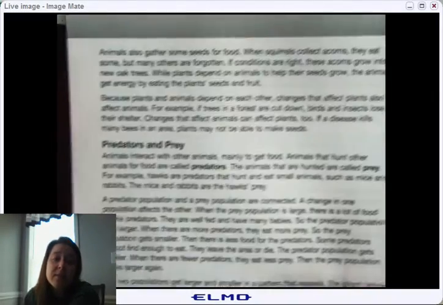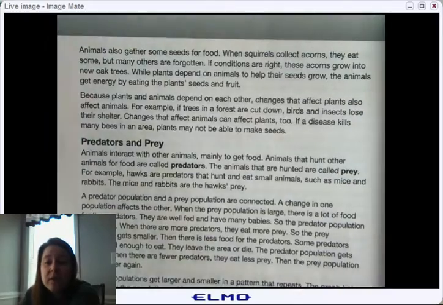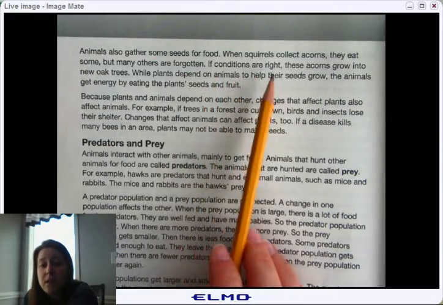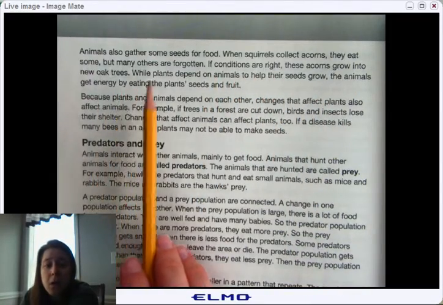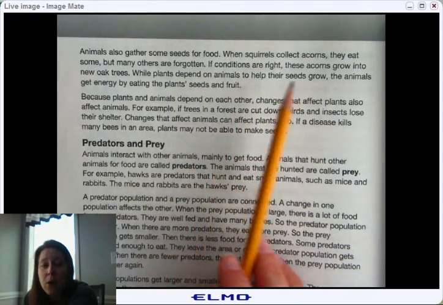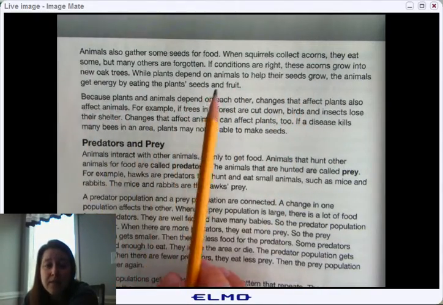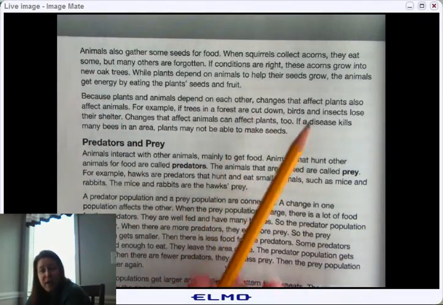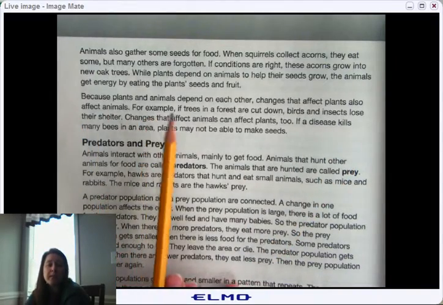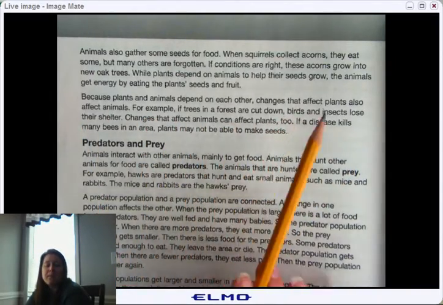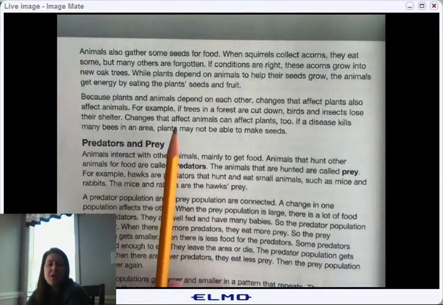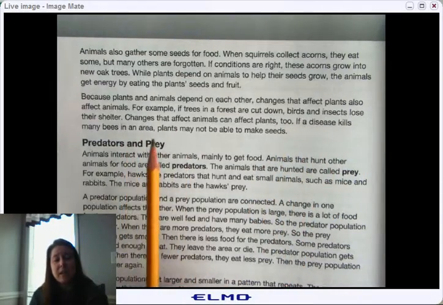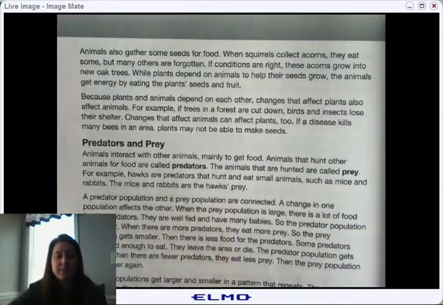Animals also gather some seeds for food. When squirrels collect acorns, they eat some, but many others are forgotten. If conditions are right, these acorns grow into new oak trees. While plants depend on animals to help their seeds grow, the animals get energy by eating plant seeds and fruits. Because plants and animals depend on each other, changes that affect plants also affect animals. For example, if trees in a forest are cut down, birds and insects lose their shelter. Changes that affect animals can affect plants. For example, if a disease kills many bees in an area, plants may not be able to make seeds.